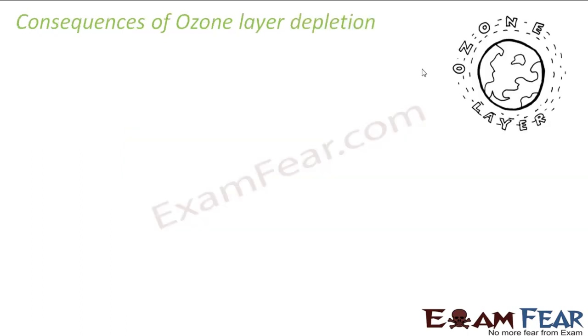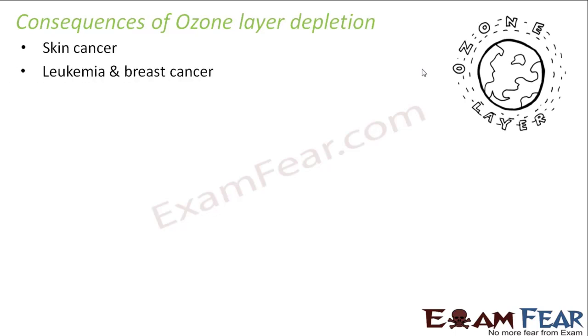So, what are the consequences of ozone layer depletion? It can cause many harmful diseases like skin cancer, leukemia, that is blood cancer, or breast cancer. It can also damage the immune system. Now, what is the significance of the immune system in our body? They are nothing but the security guards of our body. They help to fight infection inside our body. If we have a strong immune system, we tend to fall less ill.